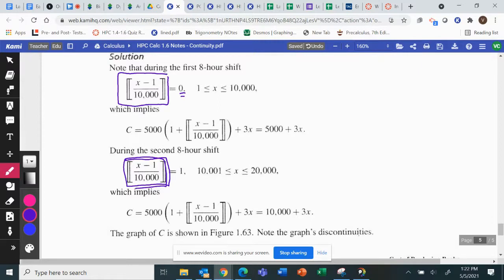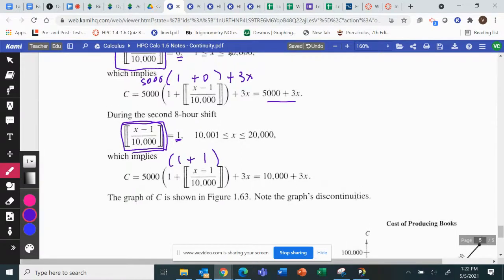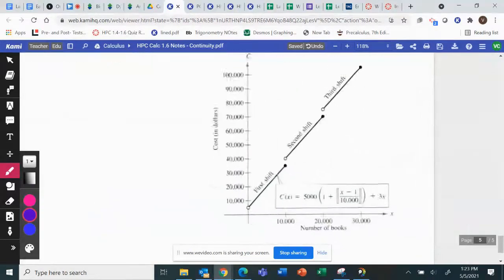Oh, they didn't show that part. Like right here, if it equals 0, you'd have inside the parenthesis 5,000 times 1 plus 0, plus 3x, which would give us 5,000 plus 3x. But if this equals 1, we'd have 1 plus 1, which would be 2 $5,000 8-hour shifts. So we'd have 5,000 times 2 plus 3x. So that's where they're getting 10,000 plus 3x. And then you can see the graph.